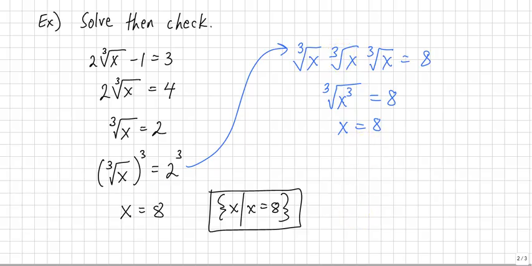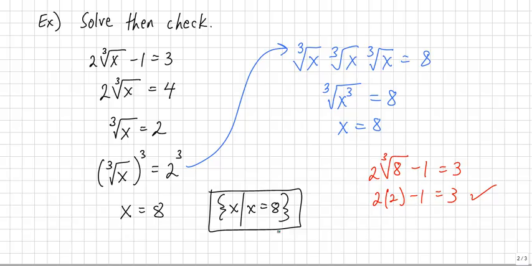Okay, let's check our answer. So we have 8. Let's plug it in and see what happens. So 2 times the cube root of 8 minus 1 equals 3. Cube root of 8 is 2. 4 minus 1 is 3. That's true. So 8 is the solution to that equation.